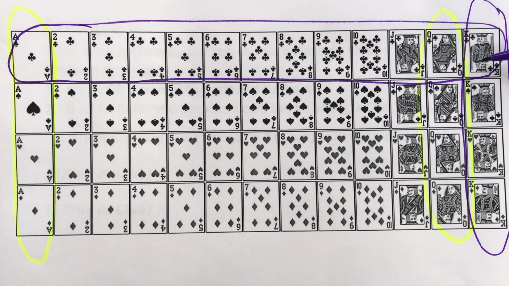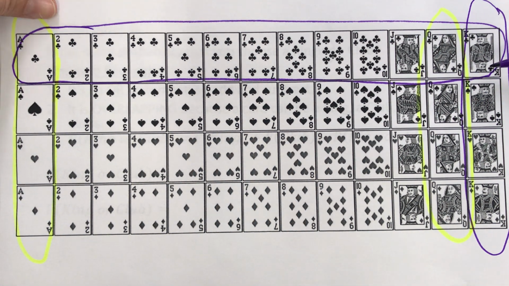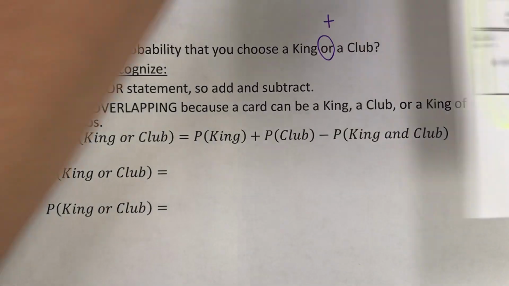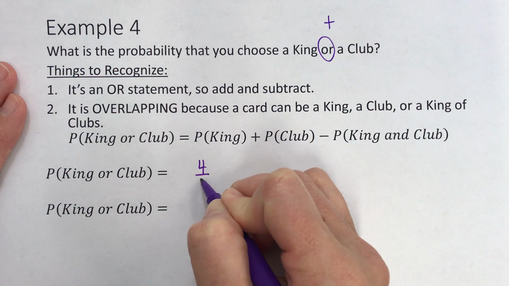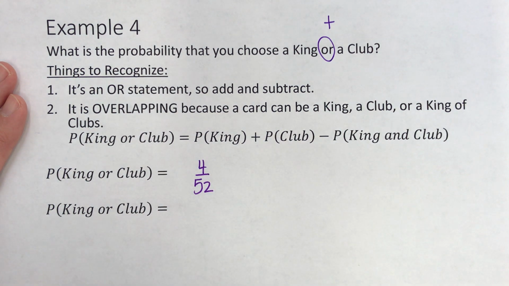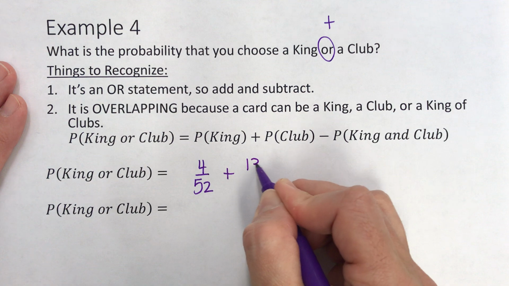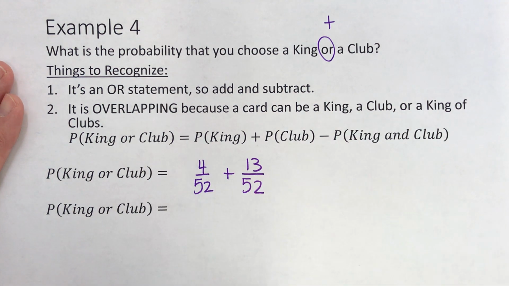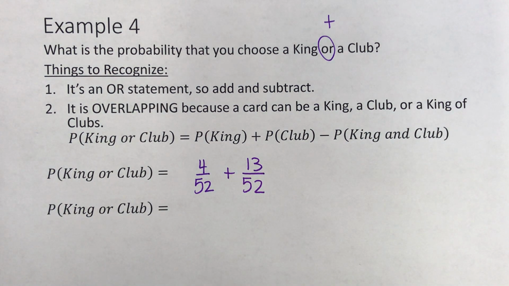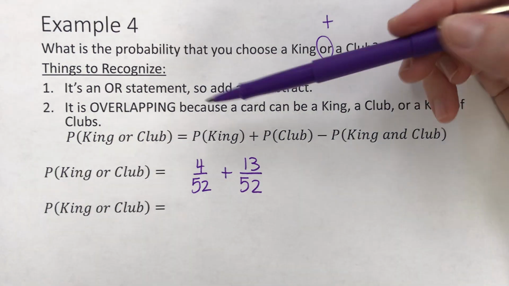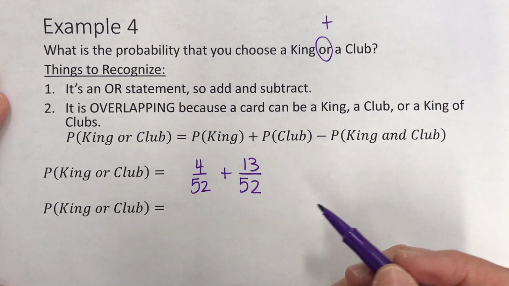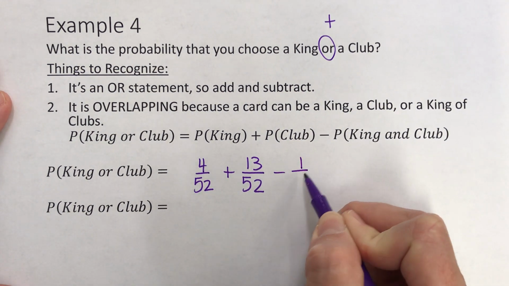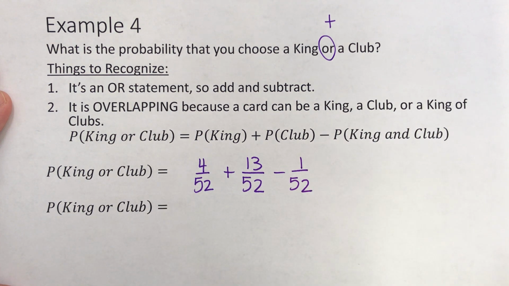So this is an overlapping event because you could get a king and you can get a club at the same time. Okay? So you want to set up your probability of getting a king, 4 out of 52. Your probability of getting a club, 13 out of 52. But I don't want to count that king of clubs twice. Here is a king of clubs, and here is a king of clubs. So I need to take out the overlap, which is that one card where you overlapped.